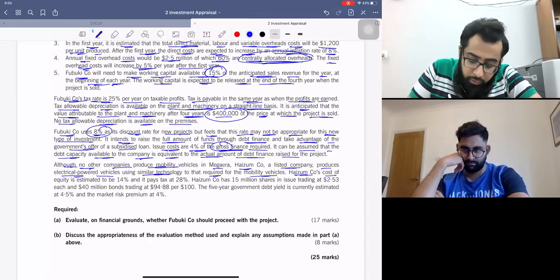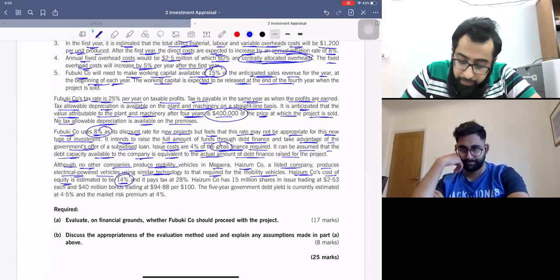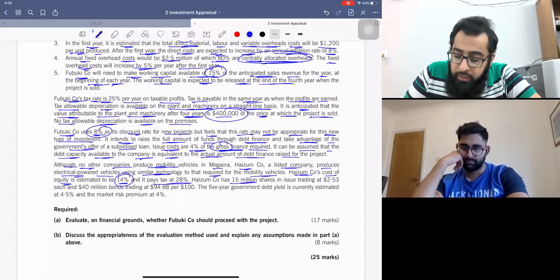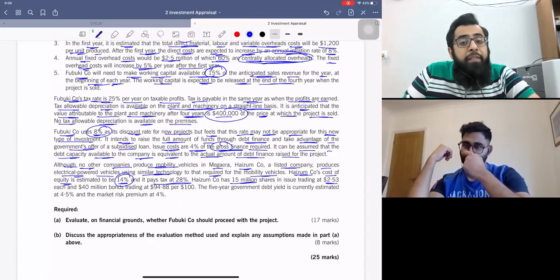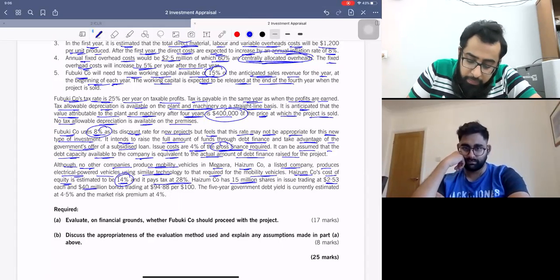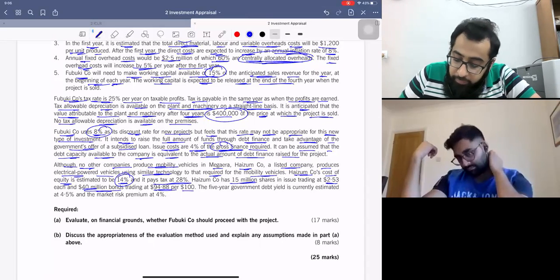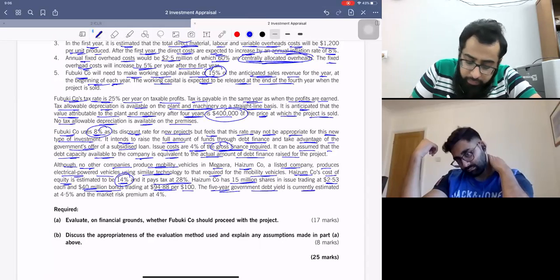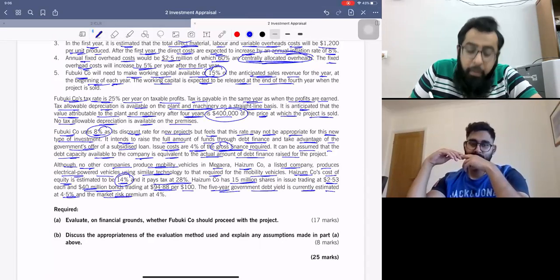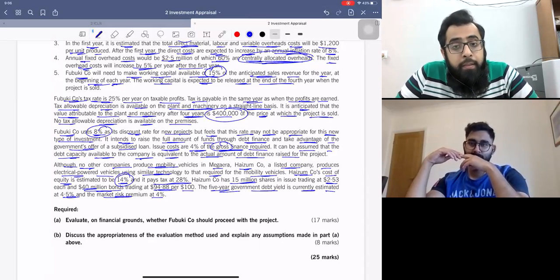Hyzim company's cost of equity is 14%. It pays tax at 28%. Hyzim has 15 million shares trading at $2.53 and 40 million bonds trading at $94.88. The 5-year government debt yield is 4.5% and market risk premium is 4%.